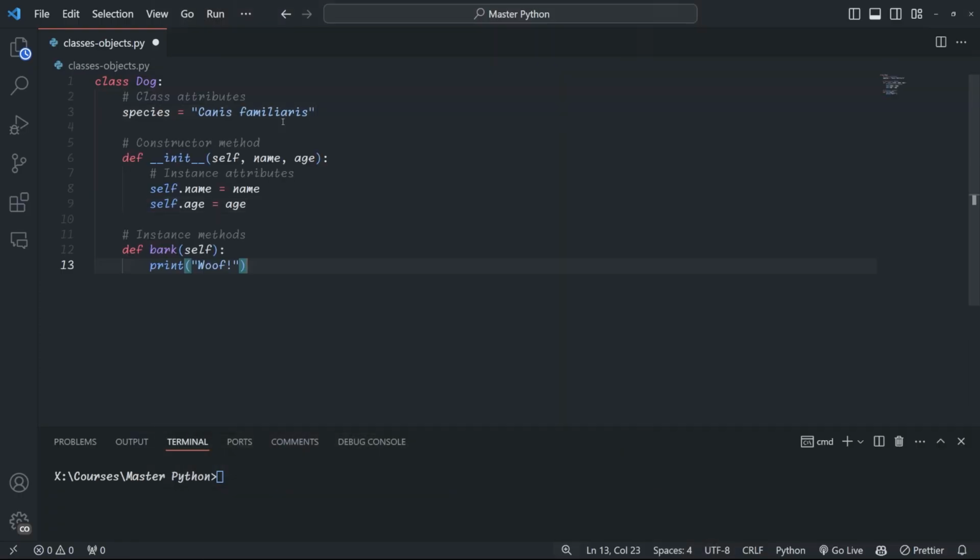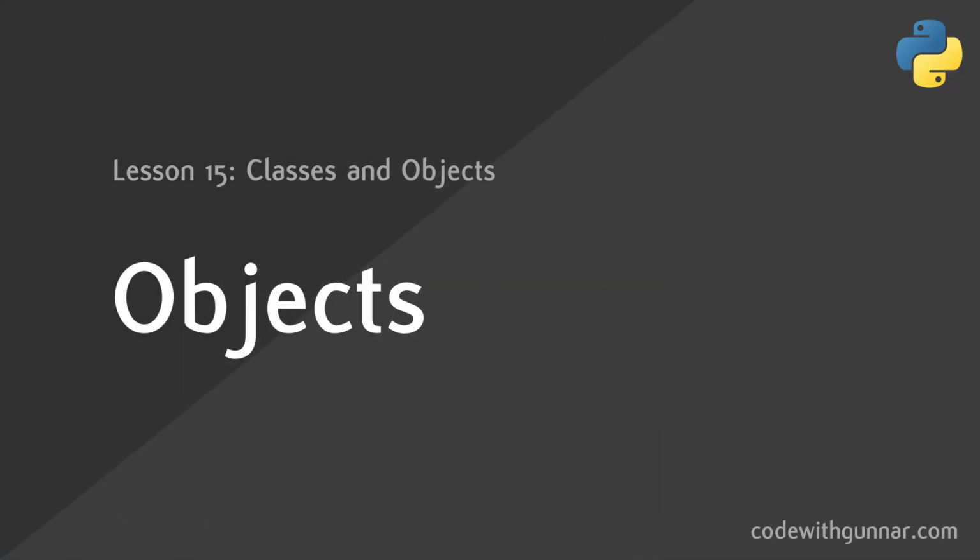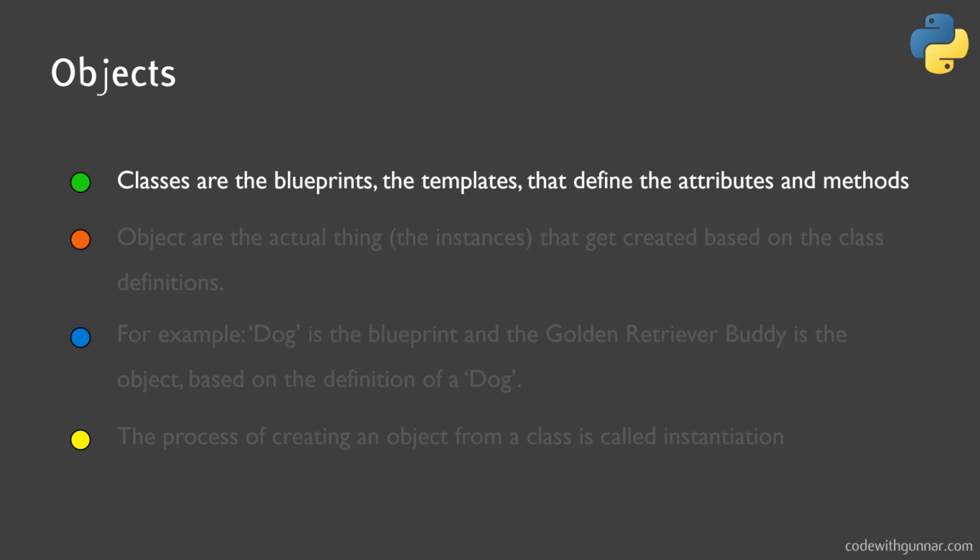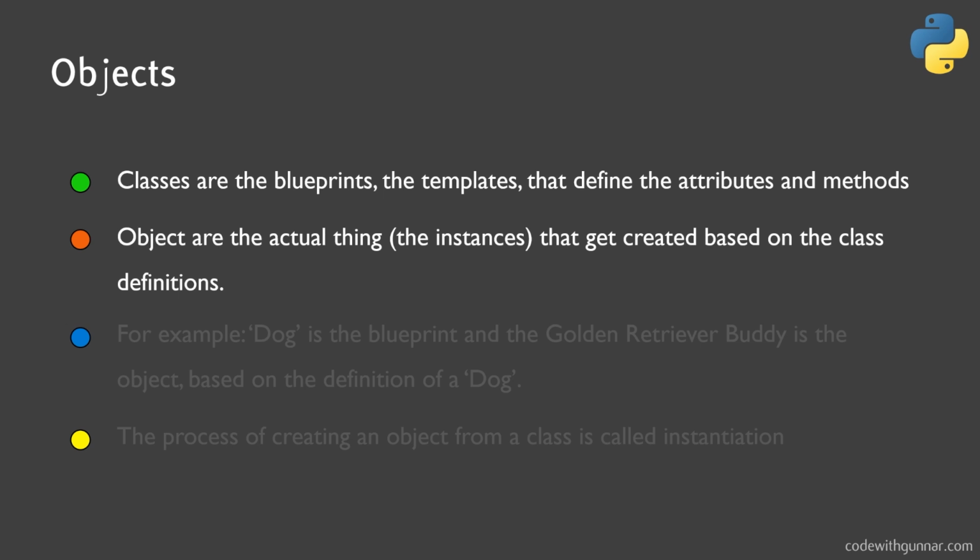Great, so we've created a dog class. As we've learned, it's a blueprint for the actual objects, and objects are instances of a class. But what does that mean exactly? Think of a class as a template that defines what something should look like and how it should behave. And an object, on the other hand, is the actual thing created from that blueprint.